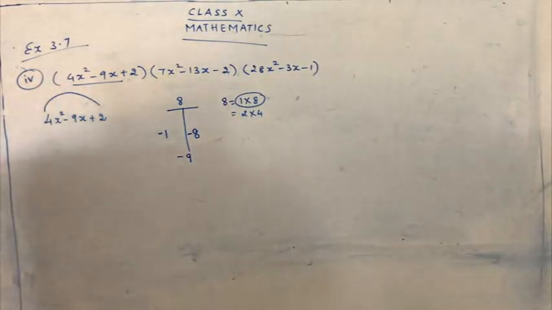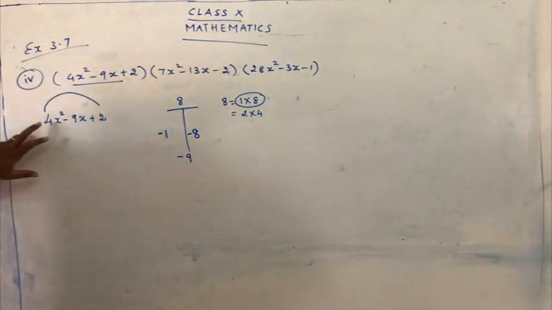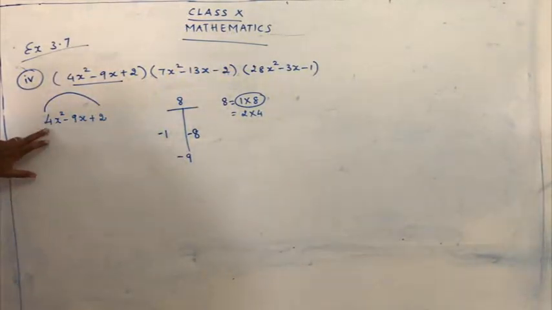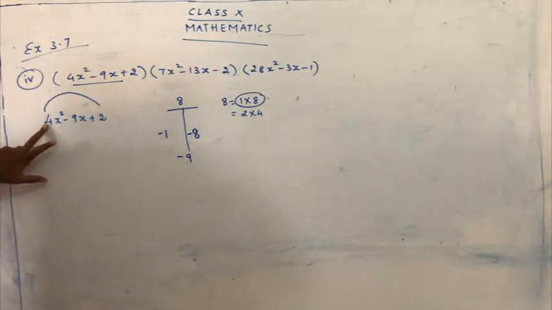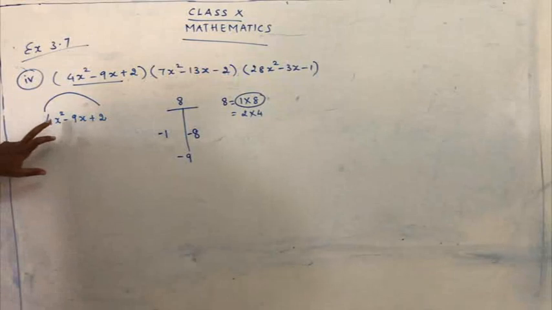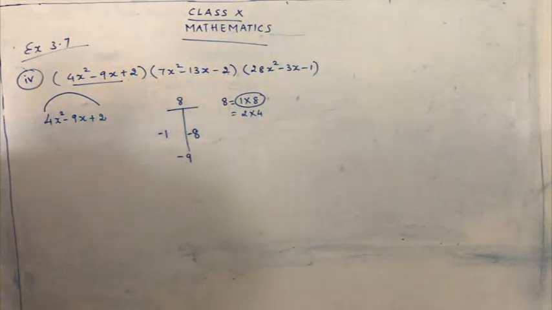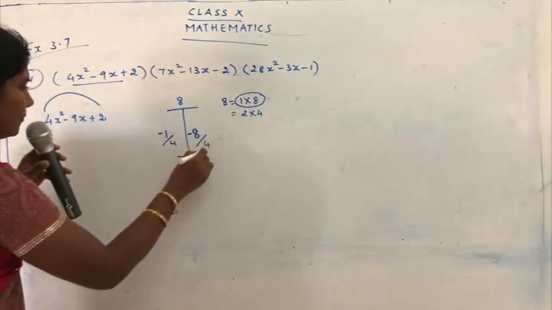Yes, you remember one more step here, children. We have to follow one more step. That is, we have to divide by the number 4. Why are we dividing by 4? Because the coefficient of x square is 4. If we have the coefficient 1, we can just take the numbers directly. But here we have a number other than 1. So what are we going to do? We have to divide by 4.